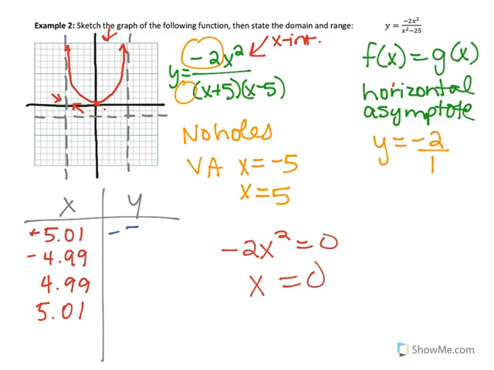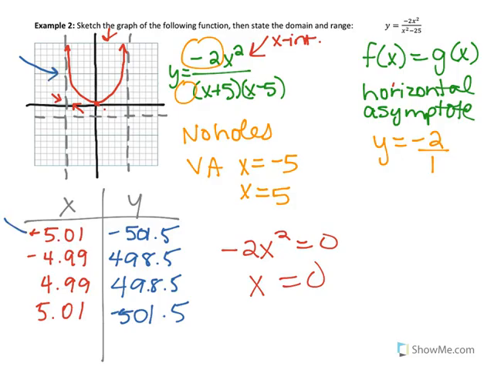So what you should have got is negative 501.5, 498.5, 498.5, and negative 501.5. So what that means is, as it's approaching this asymptote from this side, it's getting really small, so it's going to go like this. As it's approaching this asymptote from this side, it gets really big, which is what we have drawn. Same with this side. It's approaching the asymptote, it gets really big.